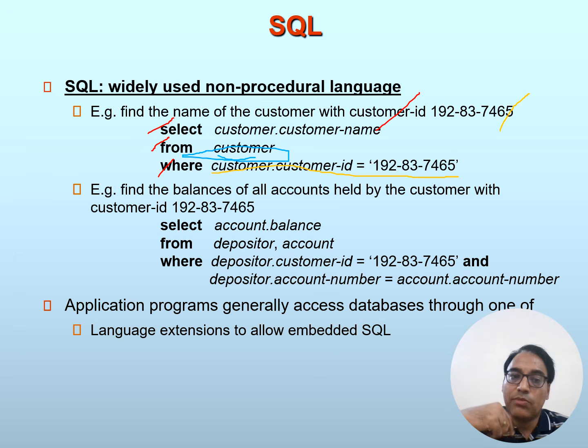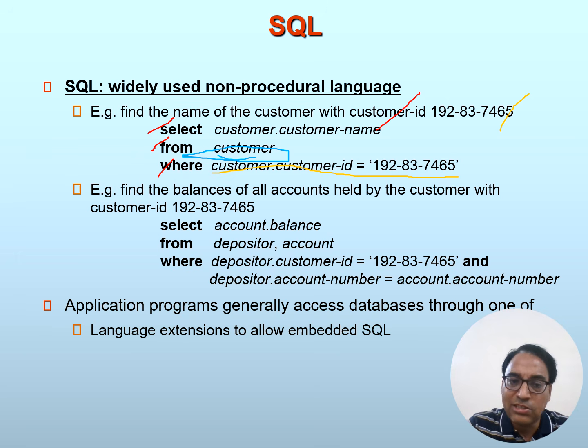Are you understanding? That is the important aspect of SQL. Just by these commands, I'm able to retrieve even billions of records, do the specific filtering and get the required customer name where the customer ID is 192.83.7465.